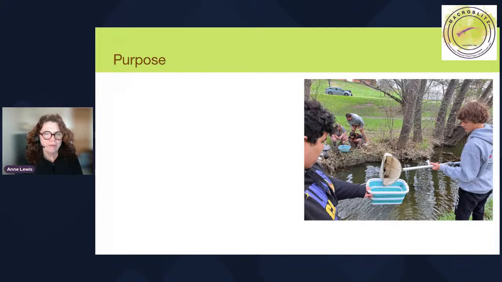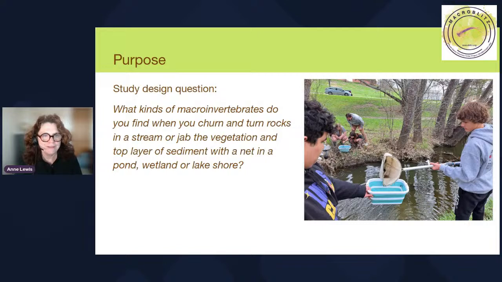Let's start with the purpose of collecting, why we are asking you to go out and collect macros in the first place. And that is all driven by our study design question, which is what kinds of macroinvertebrates do you find when you churn and turn rocks in a stream or jab the vegetation and top layer of sediment with a net in a pond, wetland, or along a lakeshore? So essentially, what we're asking you to do is to go out, stick a net in the water, swish it around, poke it around some rocks, scoop it up. What do you see? You're going to take photos and upload those photos to iNaturalist. That is what MacroBlitz is all about.